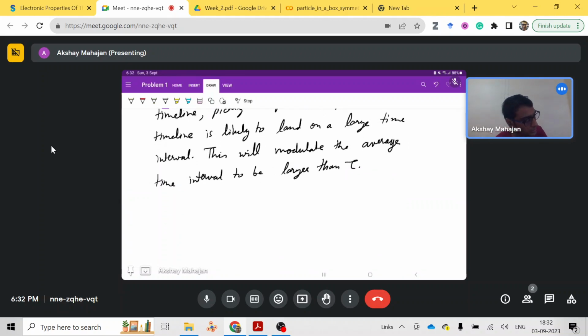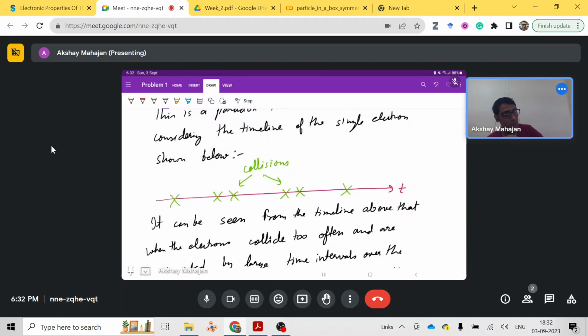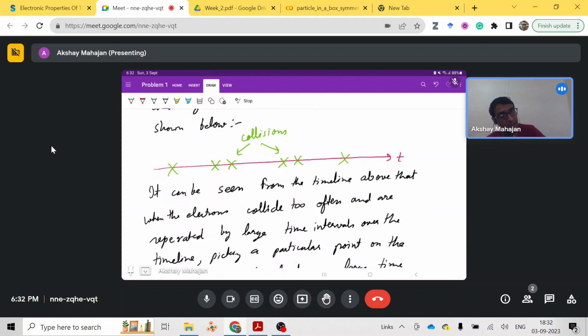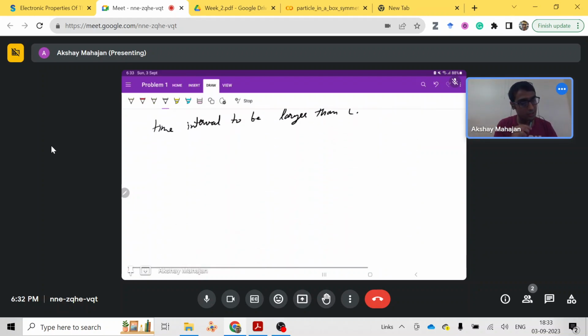So this is the paradox, but we can understand it from this. If the collisions are happening over a large interval within the timeline, then we may land on something at some point. Although the mean time between successive collisions is tau, on an average scale, if our collisions are happening at larger time intervals, then this average time will be larger than tau.